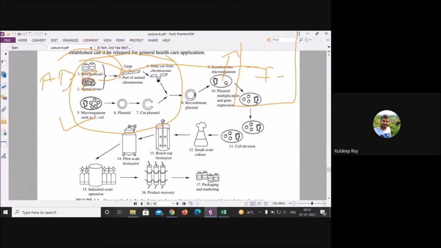And then insertion into the microorganism. These are the whole terms from 1 to 11. This is related to your part, meaning how you can modify the composition of your microorganism, or how you will select it to get a good product. Okay, this thing.